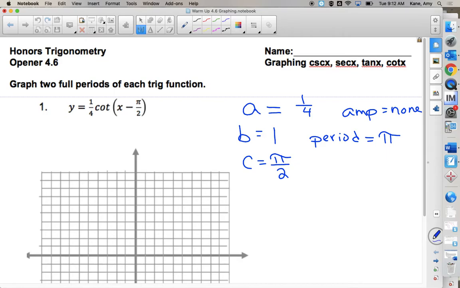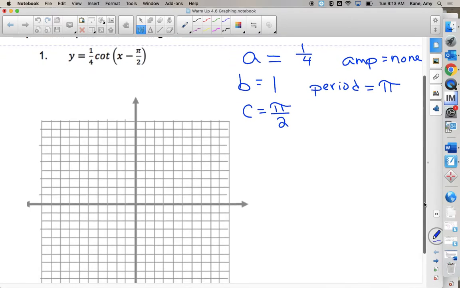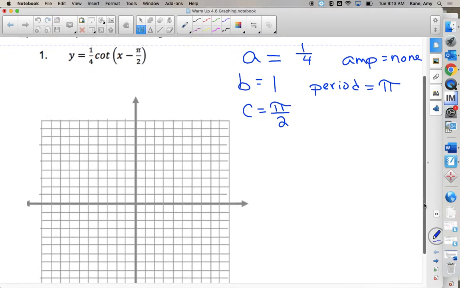The third letter up here is a C, and that C is pi over 2. That is our phase shift. But these graphs are a little different because they don't necessarily start at 0, so I can't say it's shifting based off of the 0 value. We don't really have a point that's shifting. We're going to have asymptotes that shift. So to find the shift of our graph, we're going to focus on the asymptotes. We take whatever's in parentheses after cotangent.